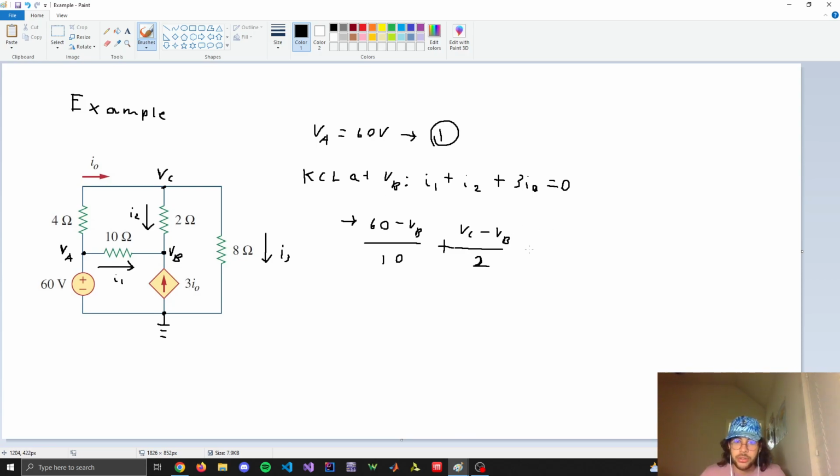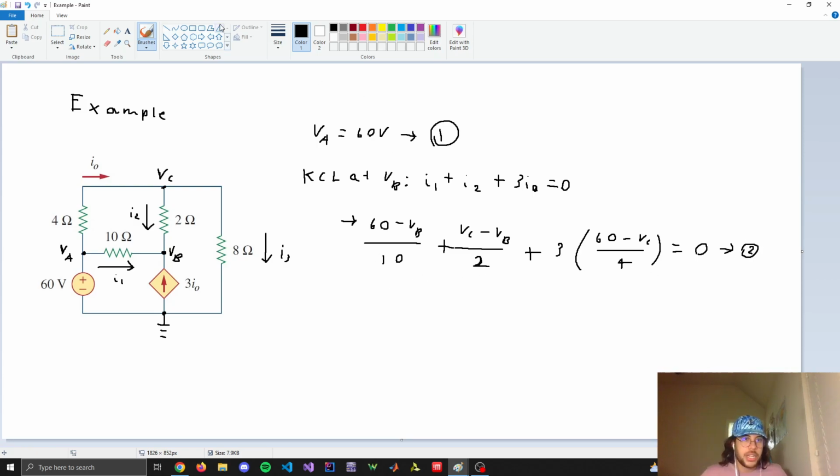Then the last current, 3I0, is going to be the number 3 multiplied by I0, which is VA minus VC divided by 4. VA is 60 minus VC over 4. And this is all going to equal 0. This is equation number 2.